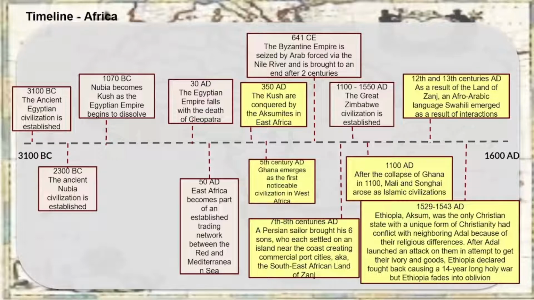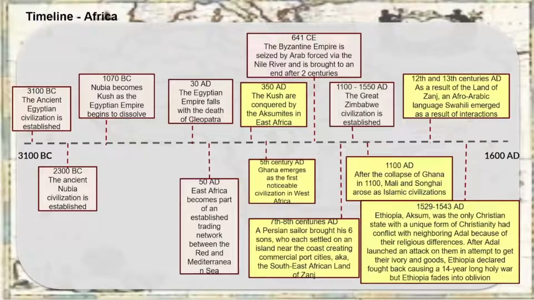In the 12th and 13th centuries, Swahili emerged because the Arabs and the Bantu people were interacting with each other, and they had to find a way to talk to each other, so they created Swahili as a way to teach the ways of Islam and just interact overall.